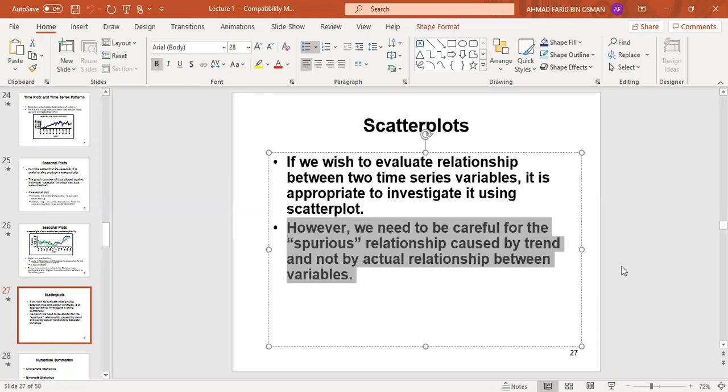Whether it really represents the relationship between the two series or not. You need to keep in mind not to directly conclude that there is a positive or negative relationship between two time series based only on the scatter plot. You need to understand also the possibility of a spurious relationship being concluded based on the scatter plot.